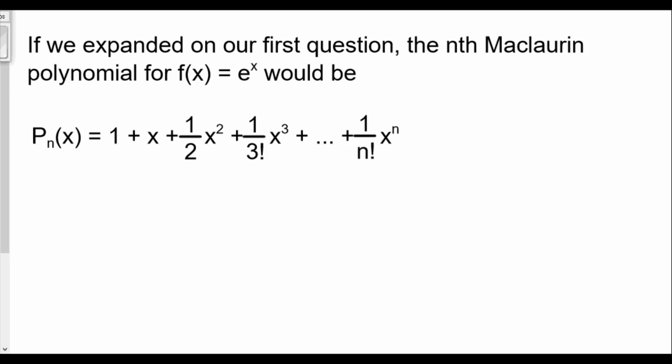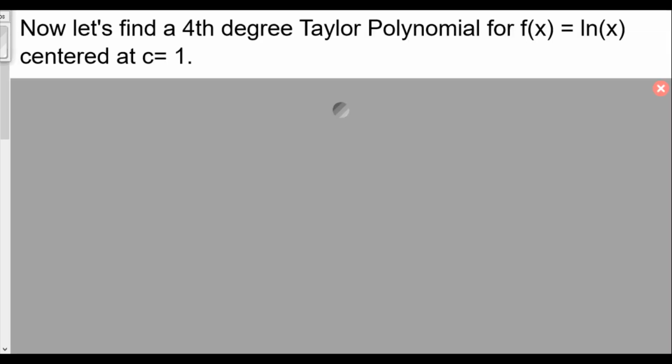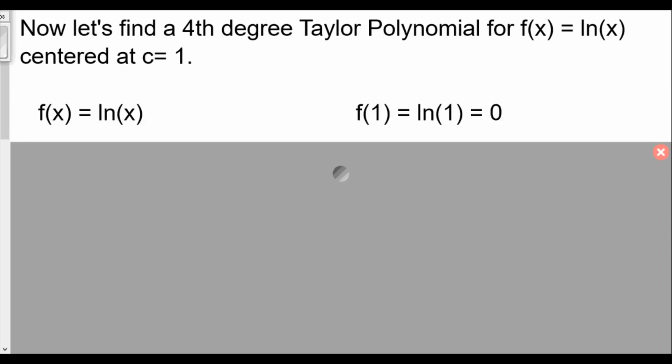Okay, so here we go. Let's find the 4th degree Taylor polynomial for f of x equals ln of x centered at c equals 1. Again, we need to find the values of the function and its derivatives at c equals 1, not c equals 0. For example, f of x equals ln of x means f of 1 equals ln of 1, which is 0.